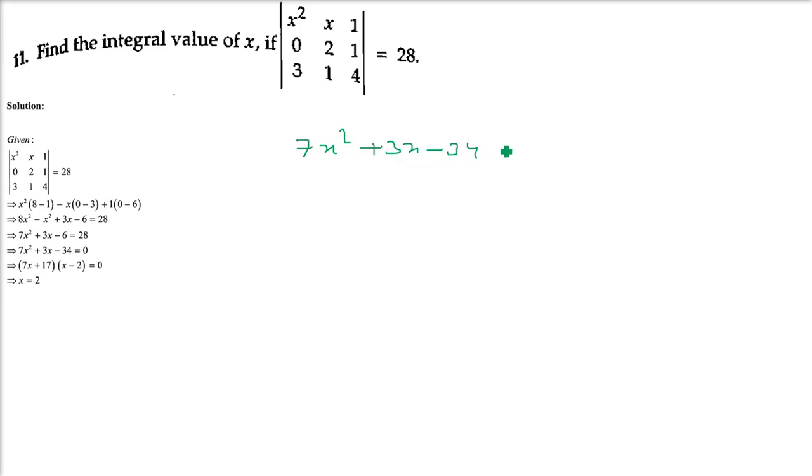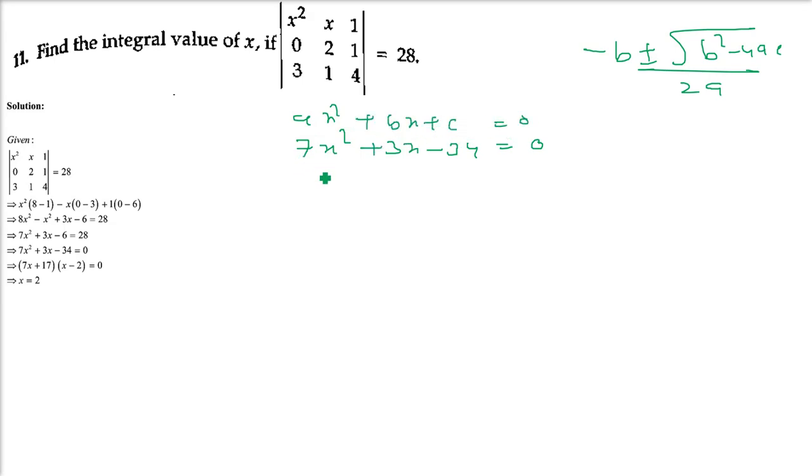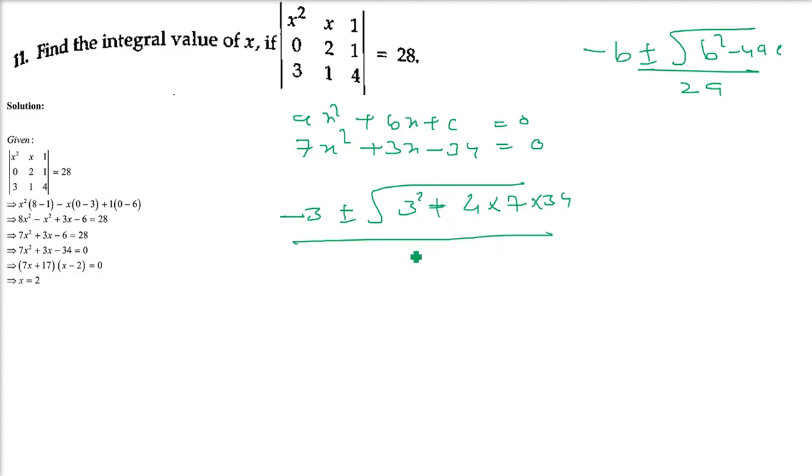Now we will try to find out, rather than making it as a factor, let's do it using the Sridharacharya formula. Minus b plus minus under root b square minus 4ac by 2a. So we'll get two roots here. We'll equate this with ax square plus bx plus c. So this is minus 3 plus minus under root b square, it is 3 square minus 4 into ac, 4 into 7 into minus 34. So this will become, see, minus there, so we'll make it as plus. 2a, 2 7s are 14.